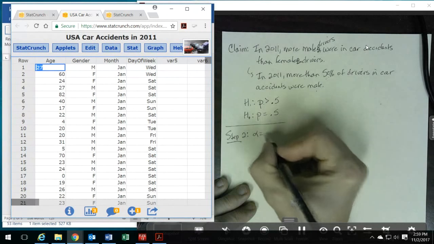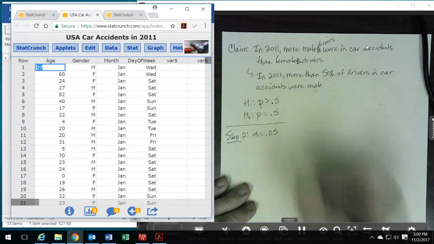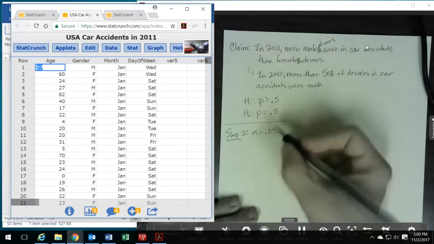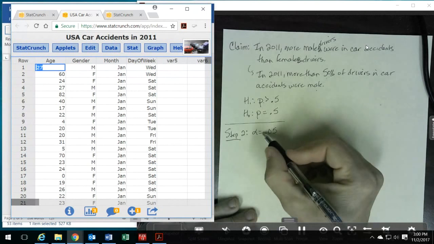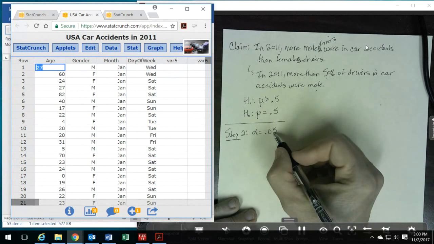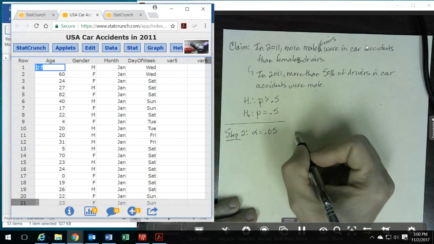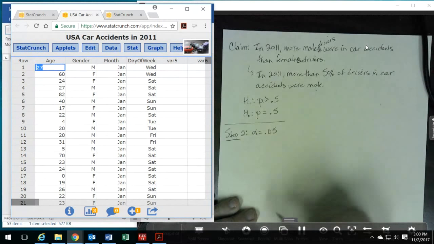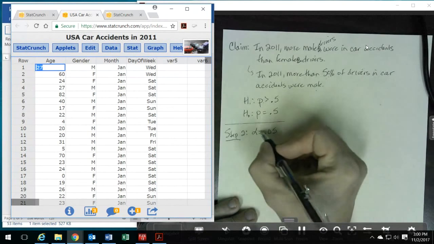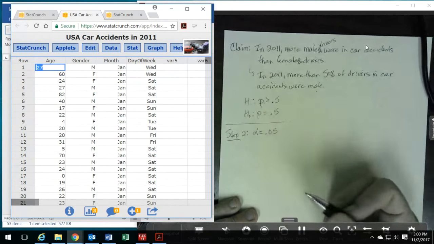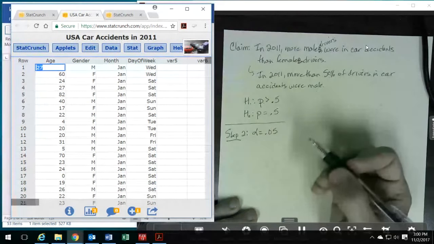So if we're not really sure where to put this, we can just use a kind of a standard 0.05. So this isn't something that is maybe super serious that we need to go to a really small alpha, but it's not, you know, it might have some serious consequences. So we'll just go right in the middle.